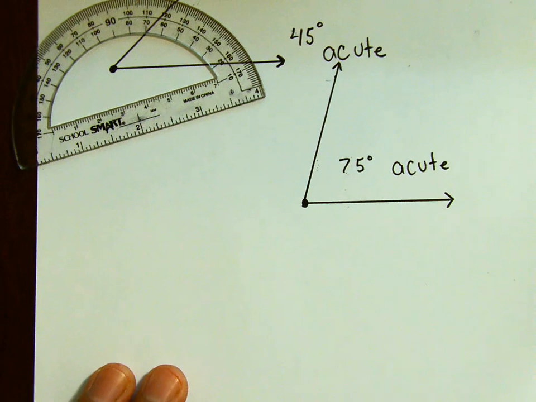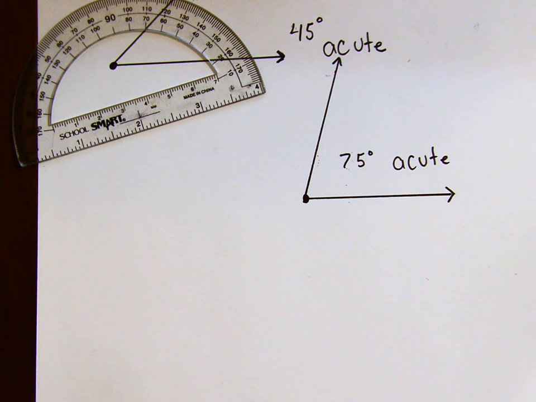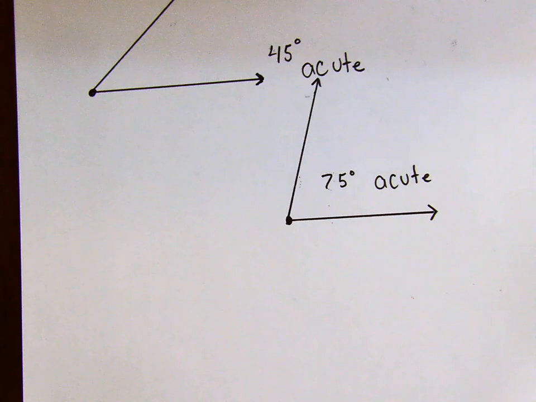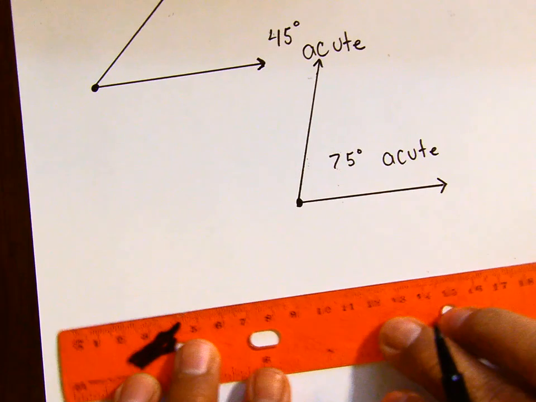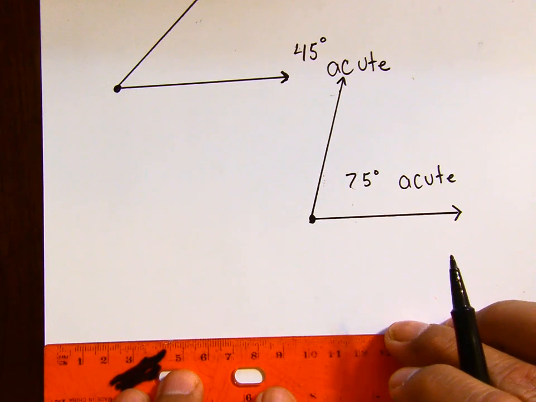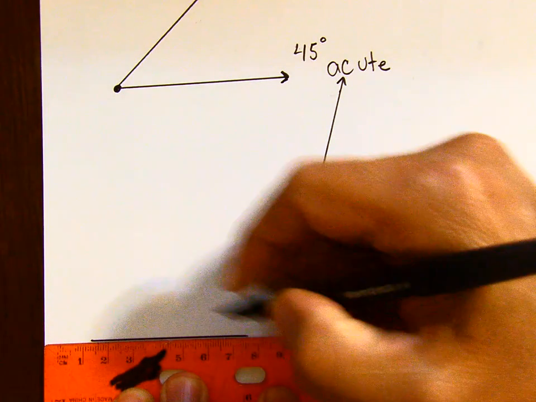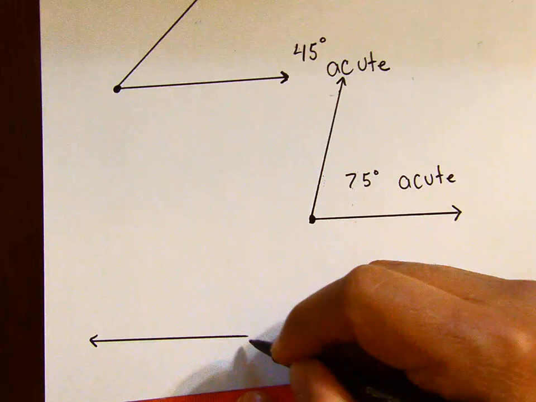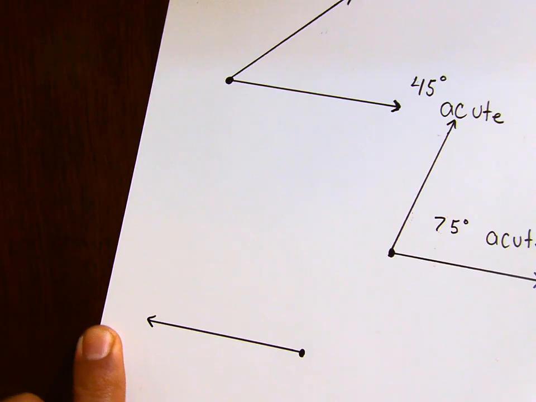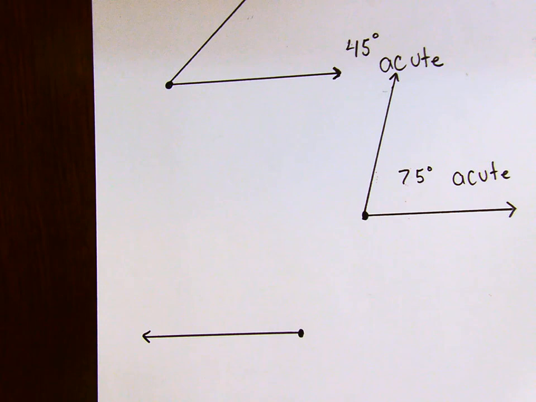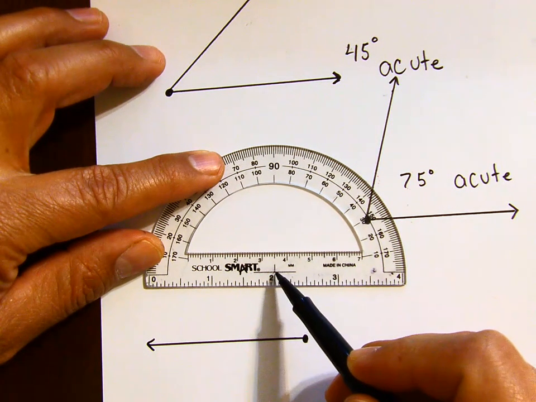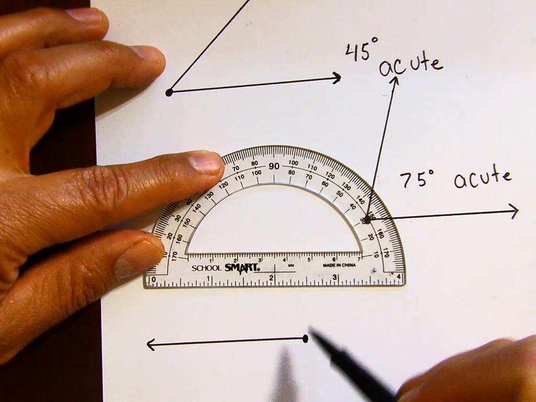Let's make 2 more angles or 3 more angles. Let's make one that's 120 degrees. So I'm going to start with a ray. I'm going to start right here. I'm going to make the line maybe a little bit lower. So I'm going to make the line right here. There's my ray. I have an endpoint and it's going to the left. All right, so I want this to be 120 degrees. So I'm going to put that center point on the endpoint of that ray.